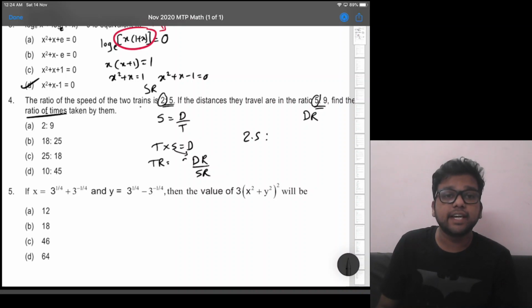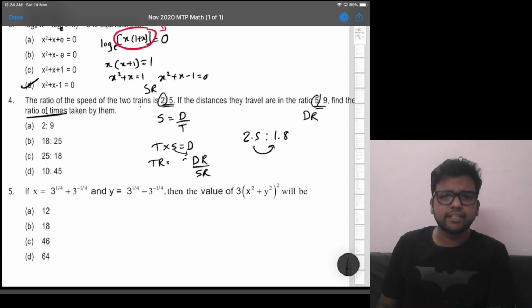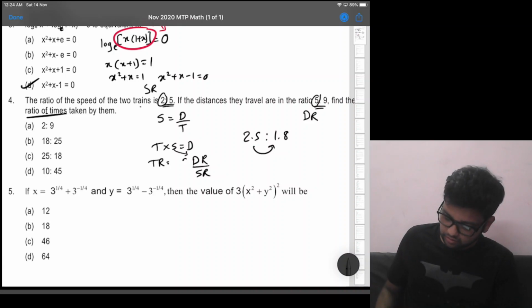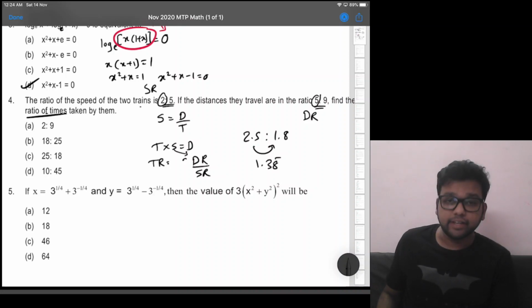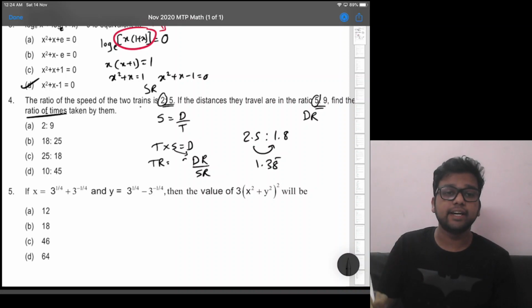For the second train, it will again be distance upon speed, that is 9 divided by 5. If you check on calculator, it is 1.8. So let's again divide and check. What is 2.5 divided by 1.8? 1.38 recurring.